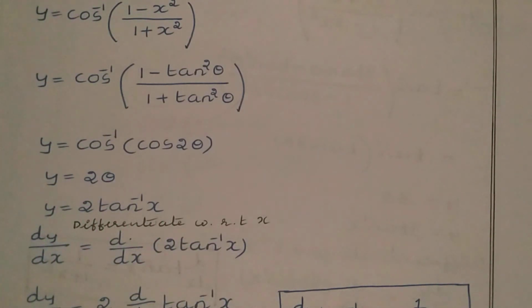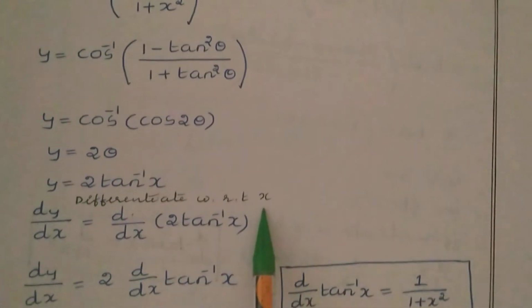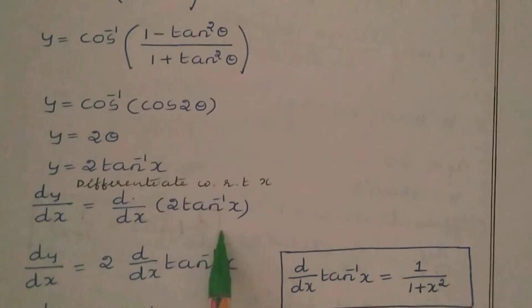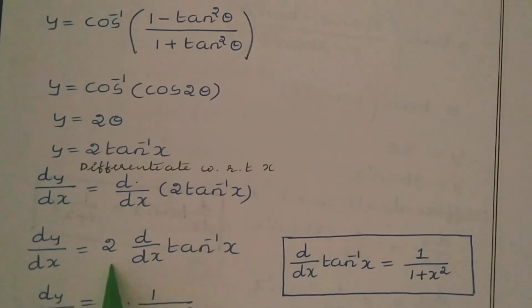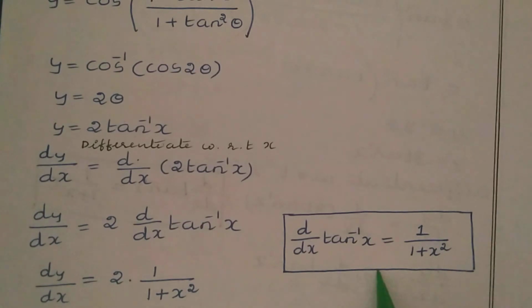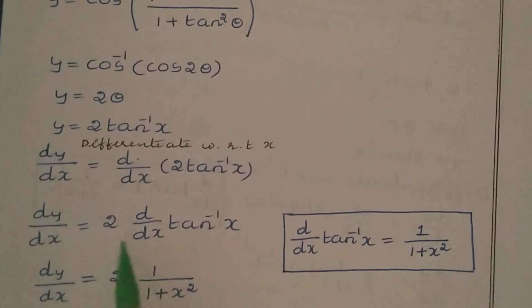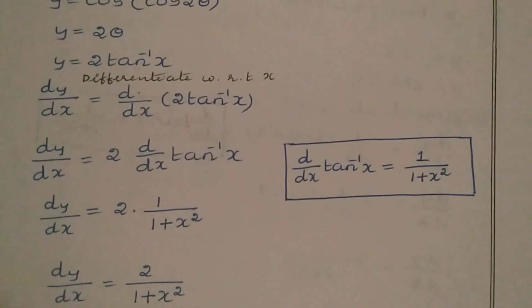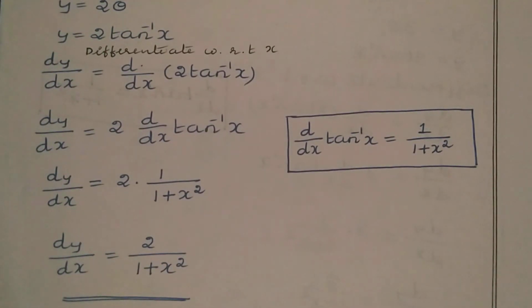Next, you differentiate this given value with respect to x. So we get dy by dx is equal to d by dx of 2 tan inverse x. Take this 2 out, d by dx of tan inverse x. Derivative of tan inverse x is 1 divided by 1 plus x square. Just put that here. So 2 into 1 divided by 1 plus x square, or dy by dx is equal to 2 divided by 1 plus x square. This is about the solution of exercise 5.3, question number 9 to 11.